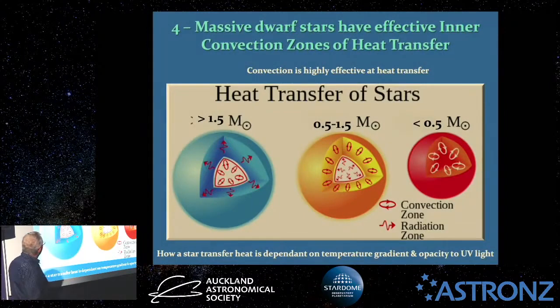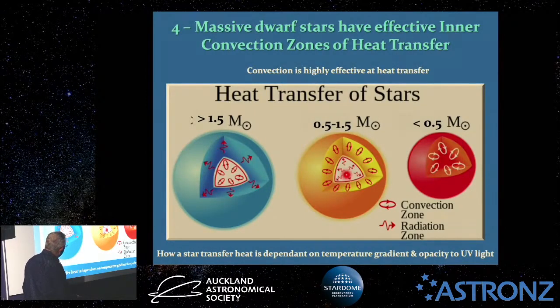Point number 4, massive dwarf stars have effective inner convection zones of heat transfer. The two main forms of transferring heat from this really hot core where the CNO cycle is just blazing away, creating huge amounts of energy. So how do you get that energy and heat out to the surface in the most effective way that you possibly can? Stars like our sun, from 0.5 to 1.5 solar masses, have an inner radiative zone and an outer convection zone.